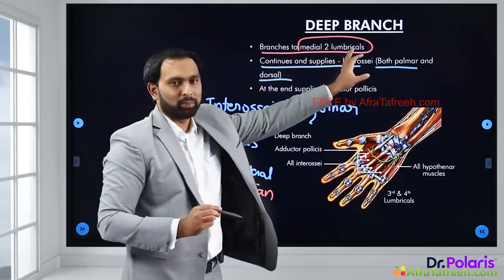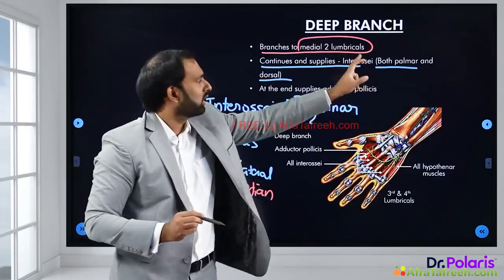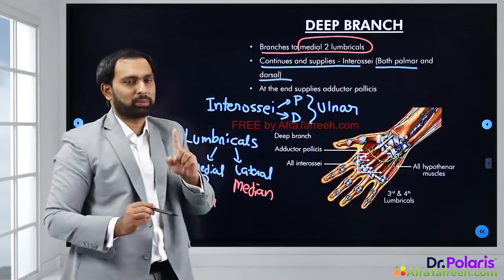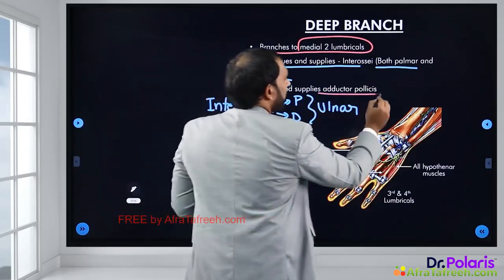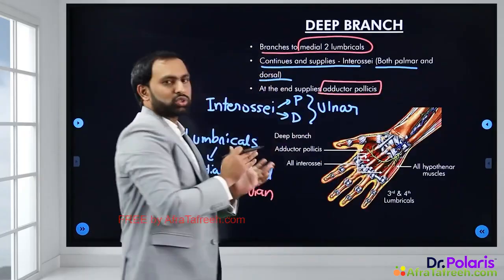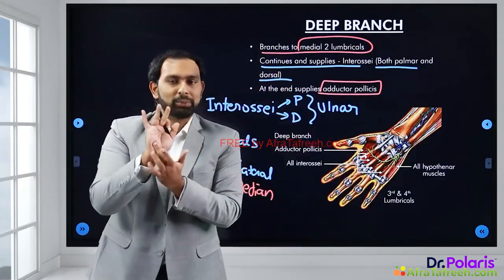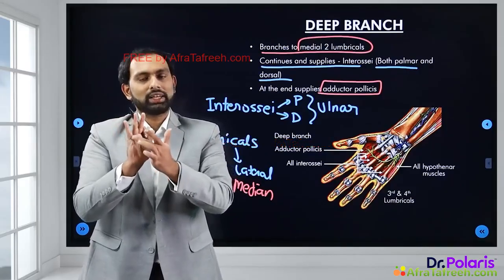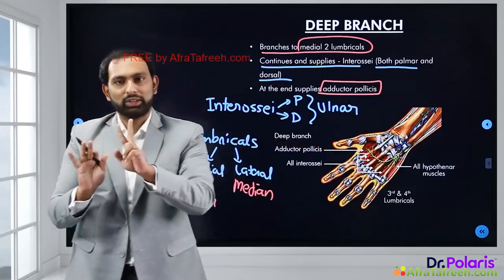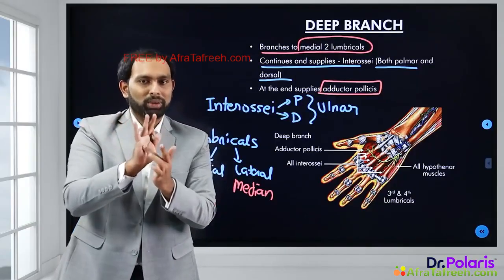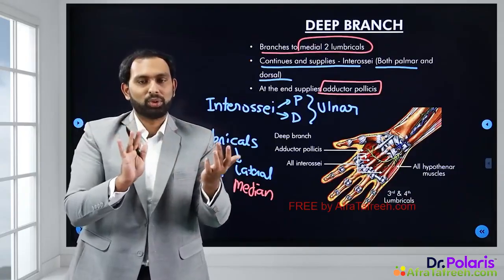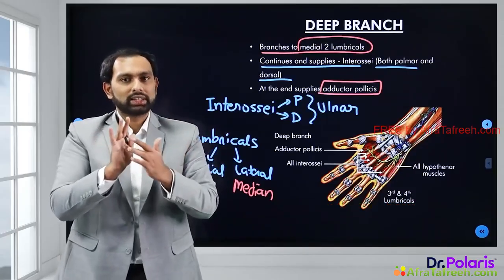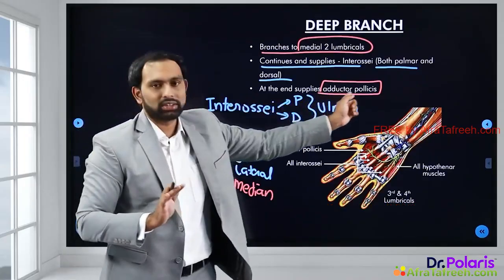So after it supplies the lumbricals and then the interossei, both the palmar and the dorsal interossei, it ends by giving out one very important motor branch, that is, it supplies the adductor pollicis muscle. So we understood that the deep branch first supplies this hypothenar eminence. After it supplies all three muscles of this hypothenar eminence, then it supplies the medial two lumbricals. After it supplies these two lumbricals, then it supplies the interossei, both the palmar and the volar interossei. After it supplies both these interossei, then it ends by supplying the adductor pollicis muscle.